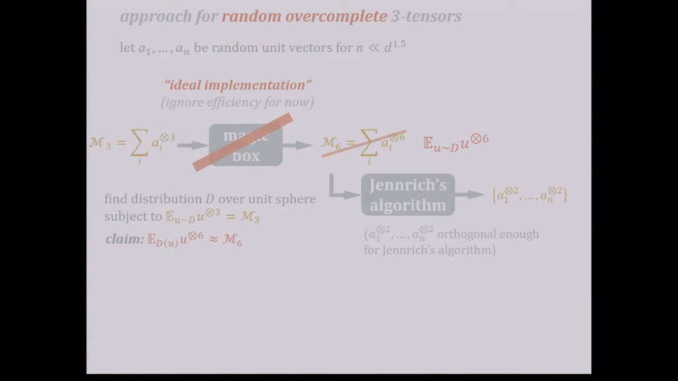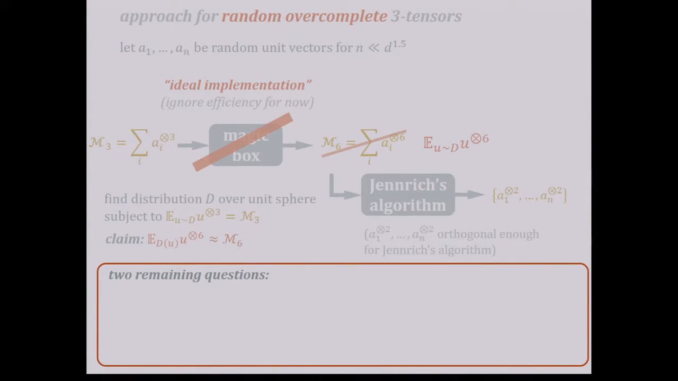Great. So now we showed the claim that the sixth moments of the distribution that we computed are close to the true sixth moments. Now there are two remaining questions. One question is that this ideal implementation is not efficient, because we were pretending that we could search over these distributions, so we have to find an efficient way of doing that. The second question is whether Jennrich's algorithm can tolerate the kind of error that we have here. Because we feed it something which is only close to the true moments, Jennrich's algorithm should be tolerant enough to cope with that error.